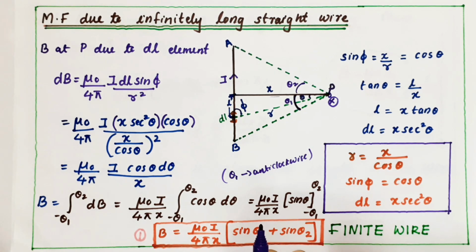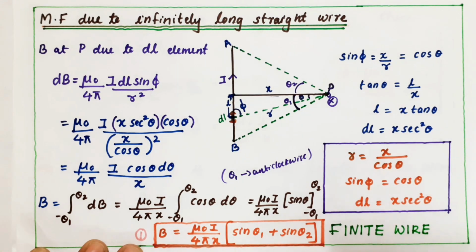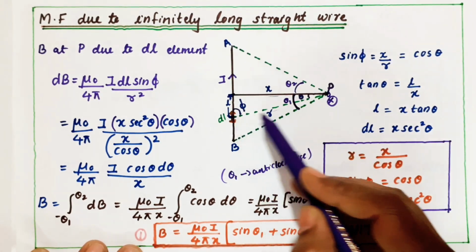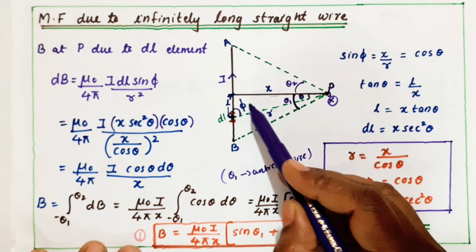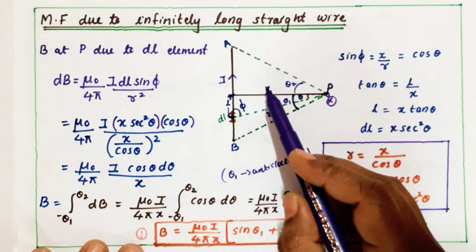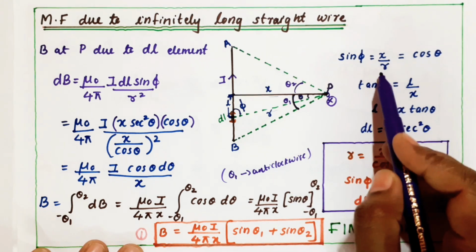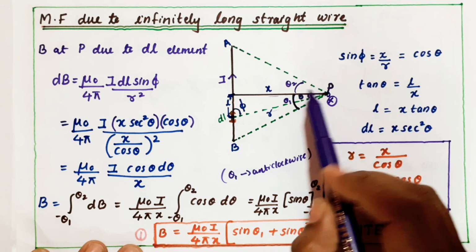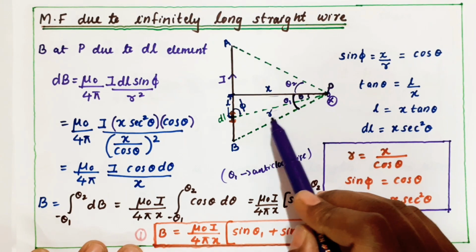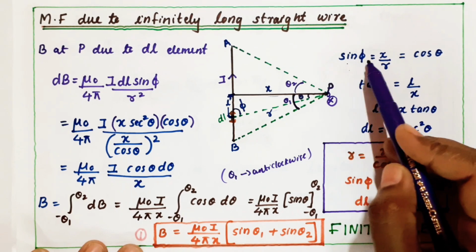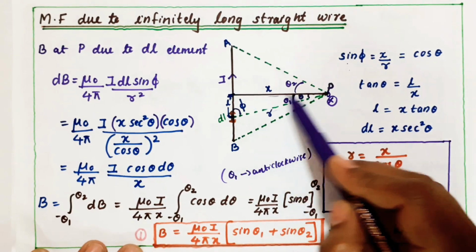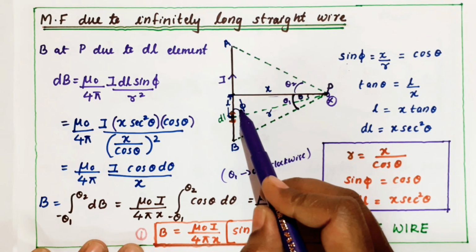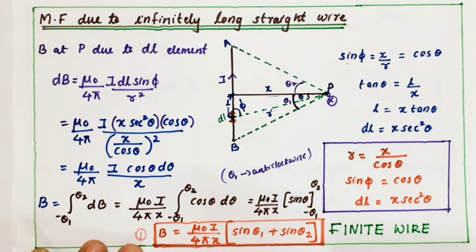Now I am going to find a few angles from here. Inside the small triangle, sine phi is opposite side by hypotenuse, that is x by r. Cos theta is adjacent side by hypotenuse, that is also x by r. So I get the first relation: sine phi is equal to cos theta. Phi is the angle formed here and theta is the angle formed here.